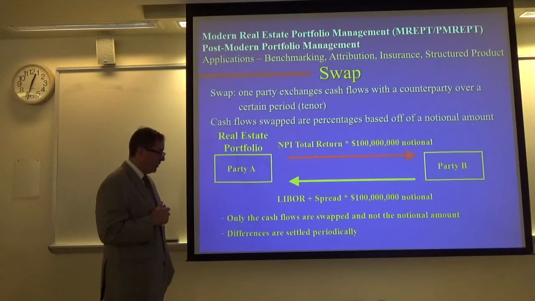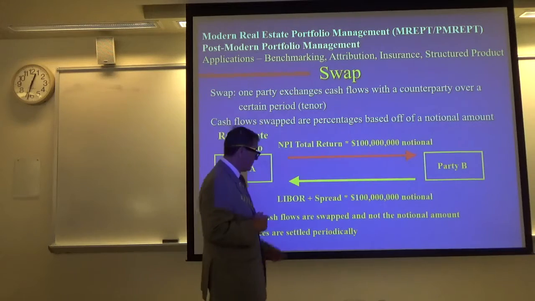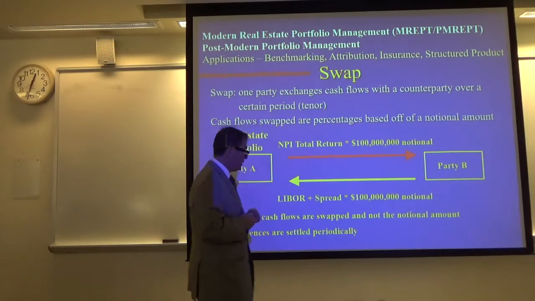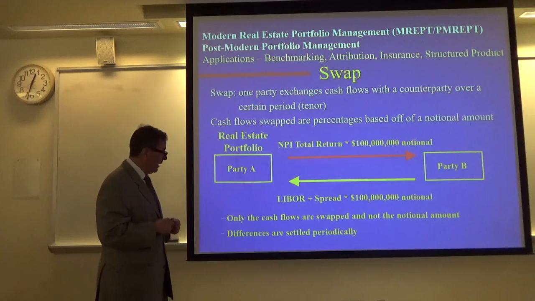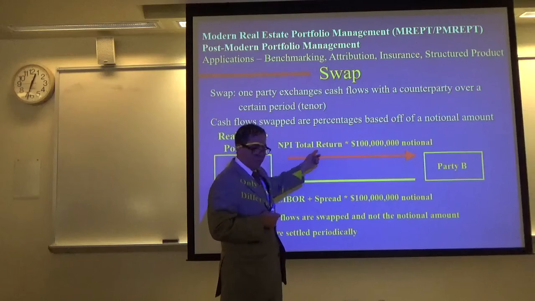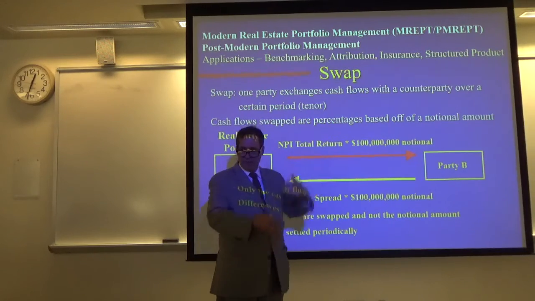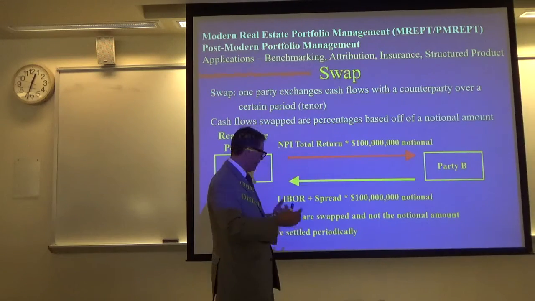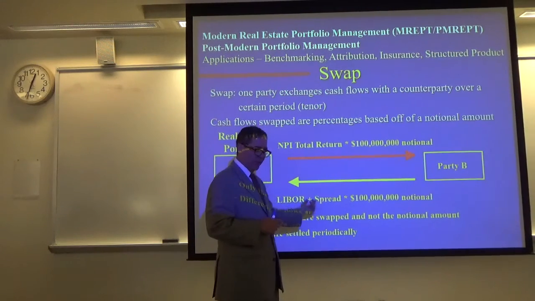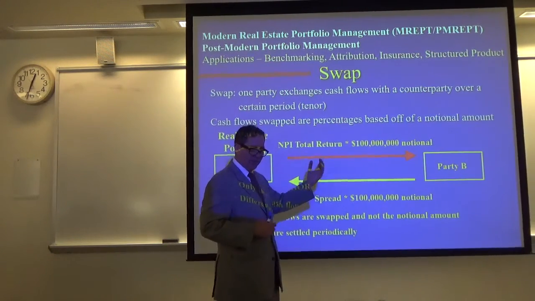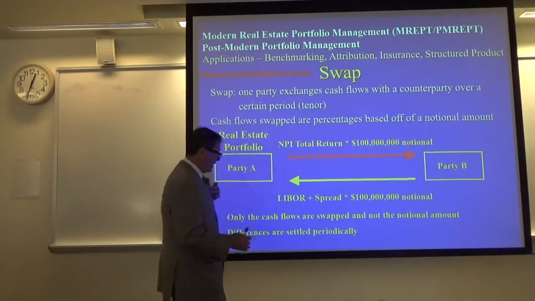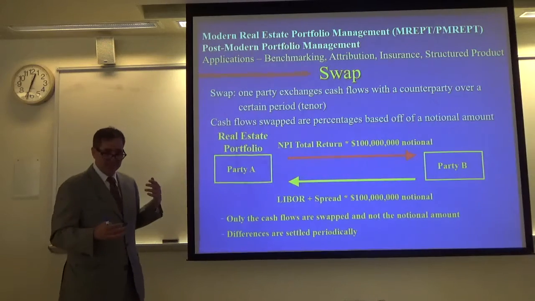And here's the typical swap contract. So you have party A, party B. They want to invest $100 million in a swap contract. It's going to be the $100 million times the total return, because you're swapping real estate returns for LIBOR plus some spread, some risk spread on top of the LIBOR. So it's basically floating for floating, is what you're doing. We could have done floating for fixed in these.